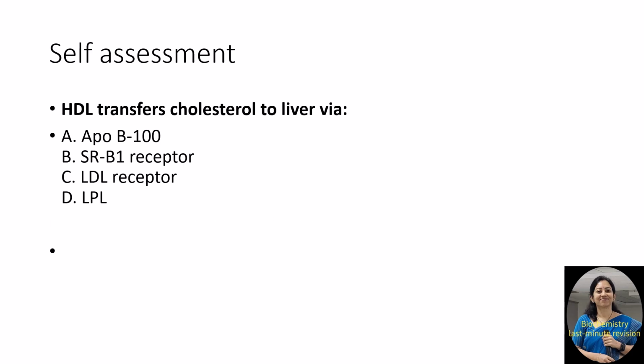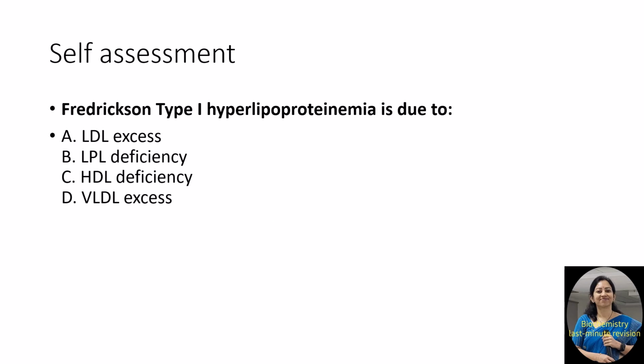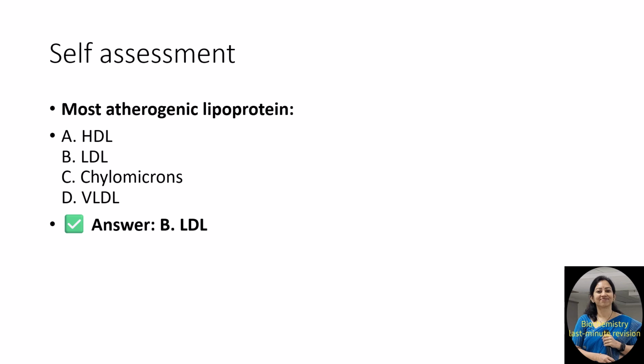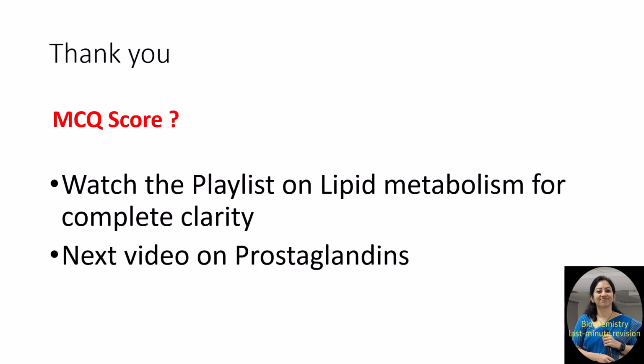It is lipoprotein lipase. HDL transfers cholesterol to the liver via SRB1 receptors. It is not E. E is for VLDL and chylomicron remnant, and also for IDL. For HDL, it is the SRB1 receptor. Fredrickson's type 1 hyperlipoproteinemia is due to lipoprotein lipase deficiency. The most atherogenic lipoprotein, as you know, is low density lipoprotein. So that was all about the metabolism of lipoproteins.